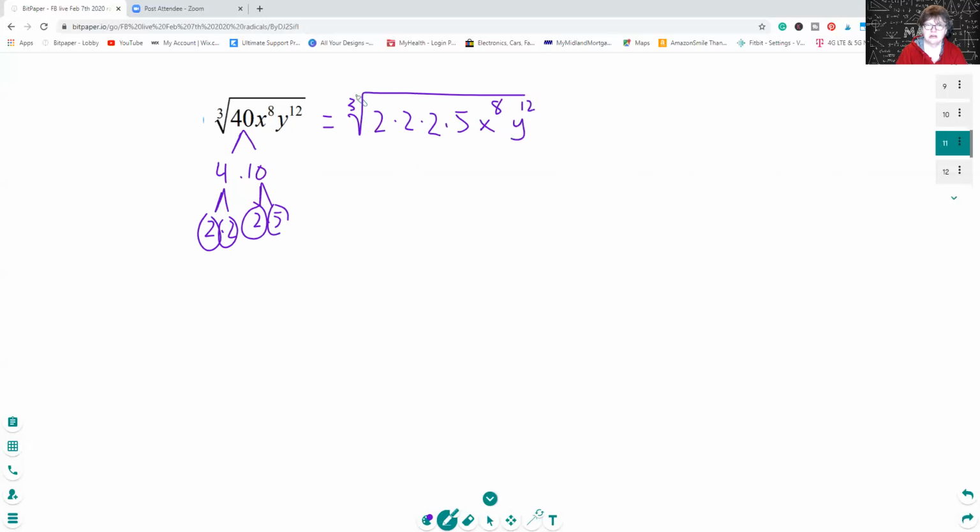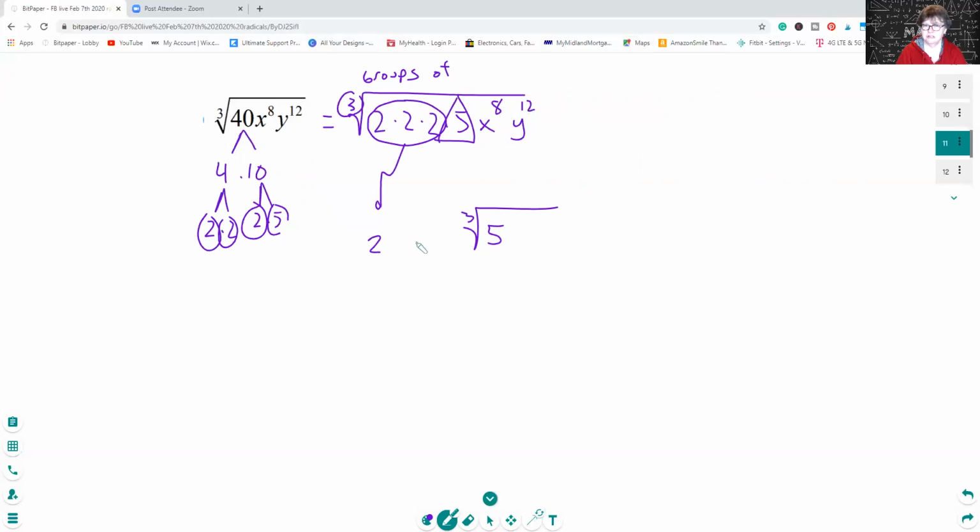So groups of 3, right? Because the index is 3. So I have a group of 3 2s. So that's going to come out as a 2. That 5 has to stay home. So I know I'm going to have a 2 on the outside and a 5 on the inside. Now let me show you how I do the x to the 8ths without writing it all out. So if x to the 8th means I have 8 x's. So if I know I need groups of 3, just think about it for a second. If I need groups of 3, how many groups of 3 could I get in 8?